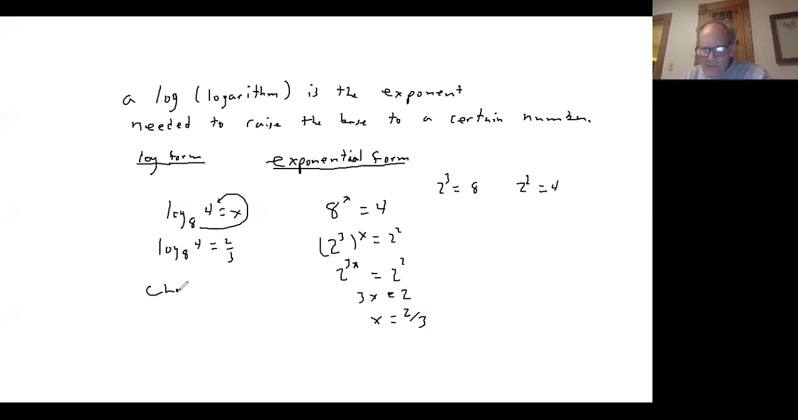So the log base 8 of 4 equals 2/3. Let's check that using exponentials. So 8 to the 2/3 equals 4. This would be the cube root of 8 squared. Cube root of 8 is 2. 2 squared is 4. Check. Works.